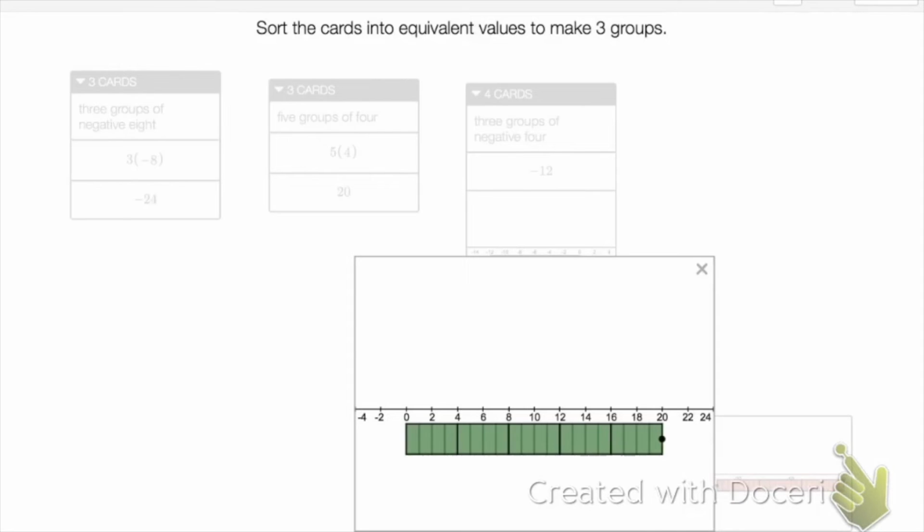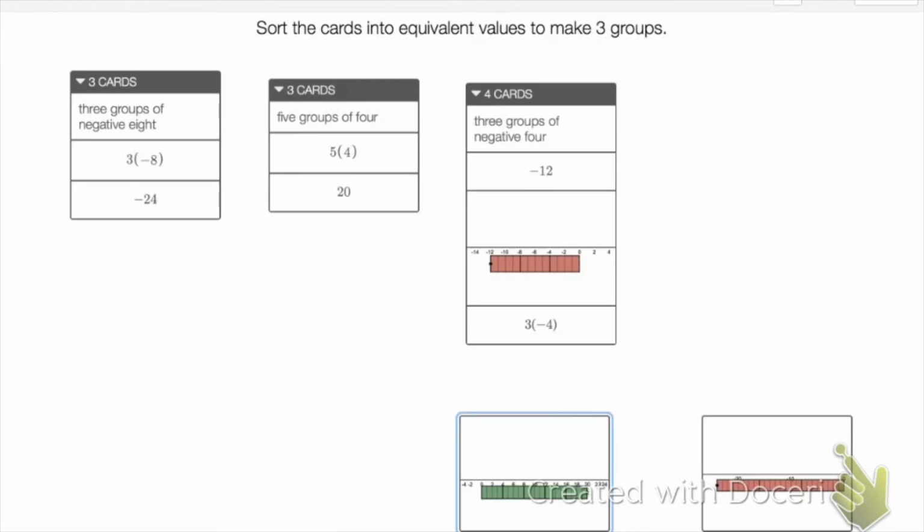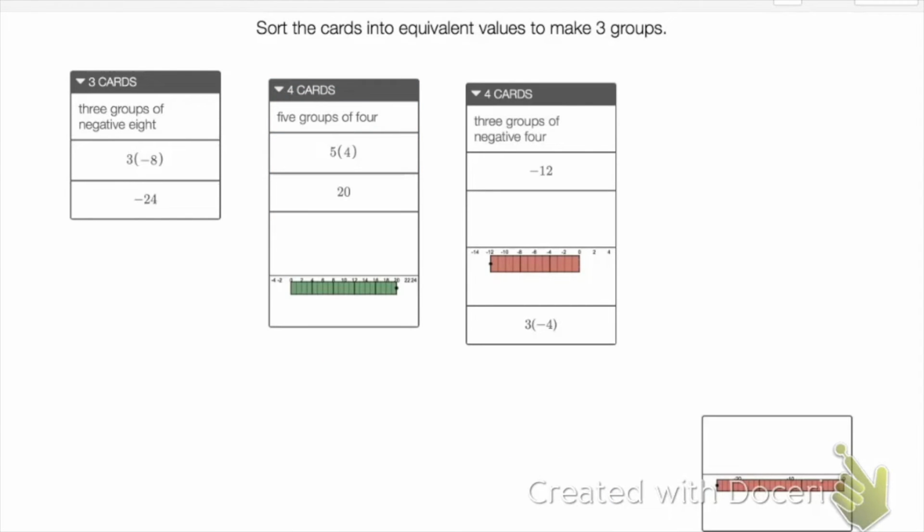Let's look at this picture right here. How many groups do I see? I see 5 groups in total. How many bars per group do I see? There are 4 bars per group. And it goes to the positive side. So it can be 5 groups of 4. And then I will move under here, 5 groups of 4.